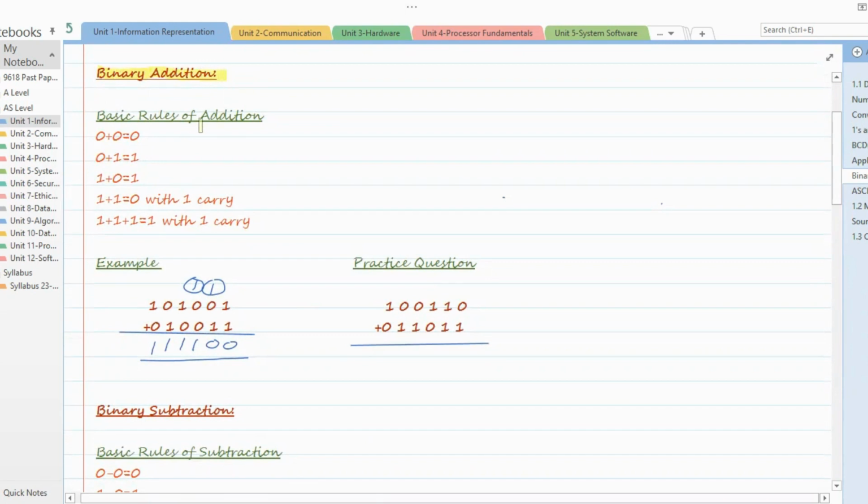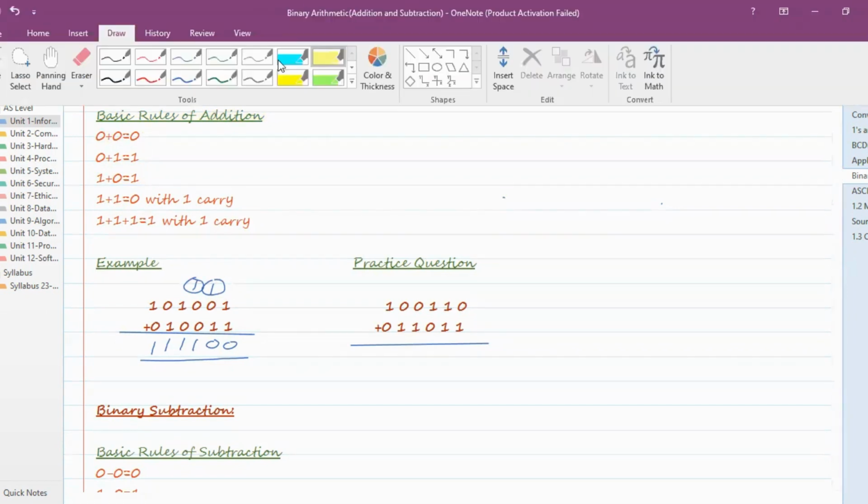Whenever we do binary addition, we need to remember these basic rules of addition. We very well know how to add 0 with a 0. So 0 plus 0 is always a 0. 0 plus 1 is always a 1. 1 plus 0 is 1. Now, what is new here? New is 1 plus 1 and 1 plus 1 plus 1. So that is what we are going to understand, why 1 plus 1 is 0 and 1 plus 1 plus 1 is a 1.